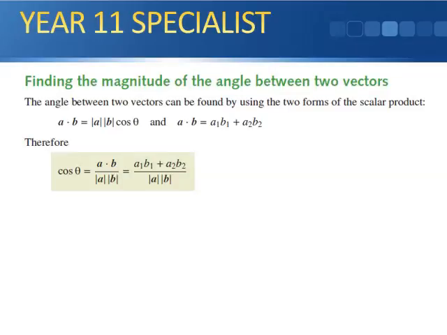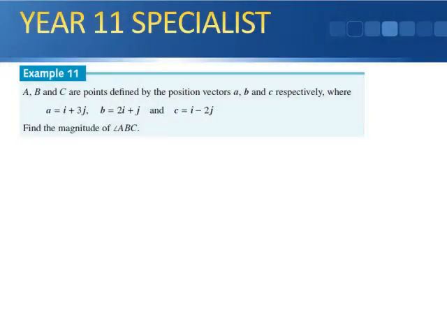And we can find the magnitude of the angle between two vectors by using that rule. Rearrange that rule, or we can use that one, it doesn't really matter. Example 11. A, B and C are points defined by the position vectors a, b and c respectively, where a is that, b is that, and c is that. Find the magnitude of angle ABC. So just to give you an idea, we've got a vector here, one here, one here. There's our A, there's our B, there's our C.